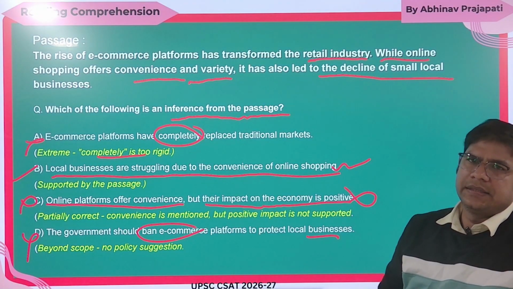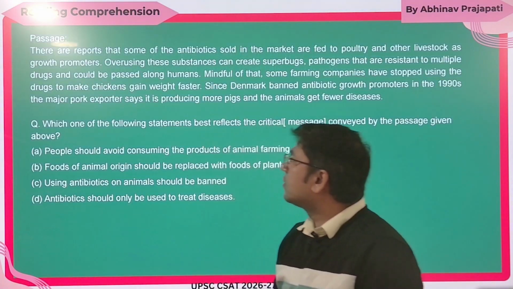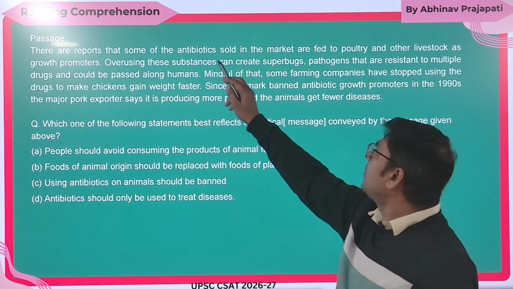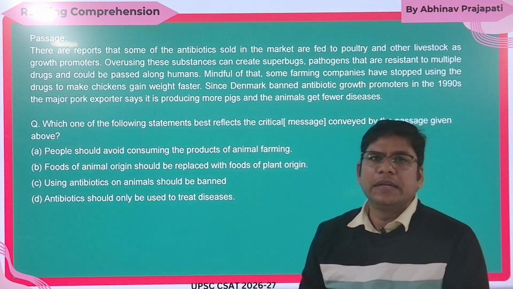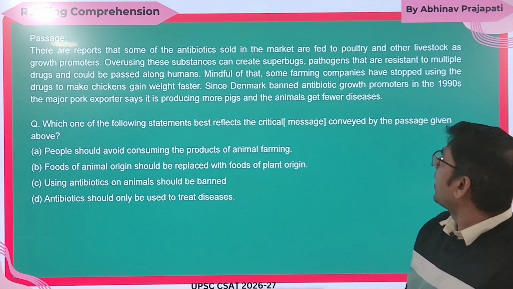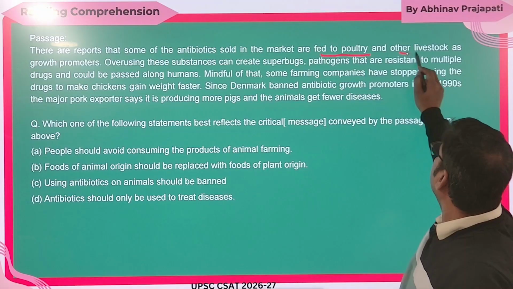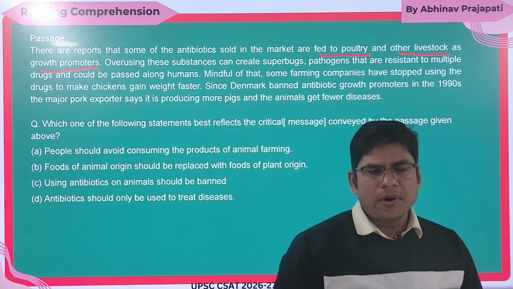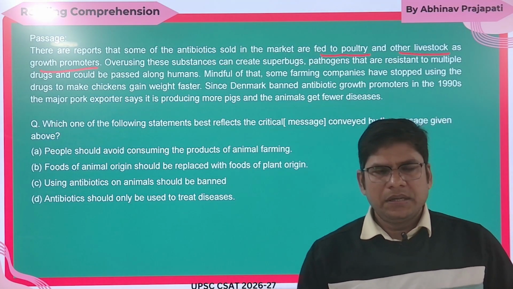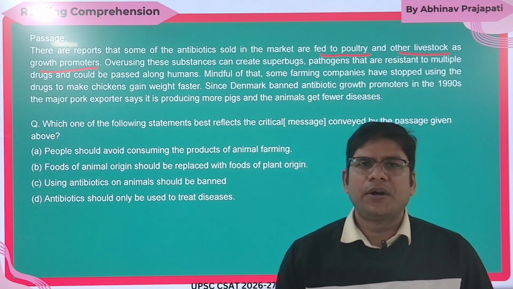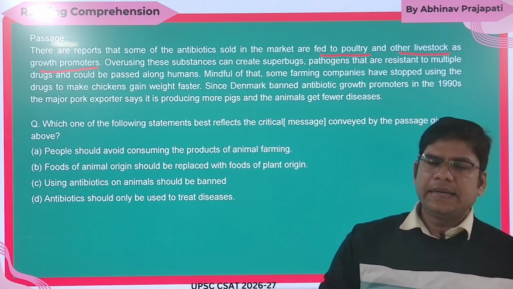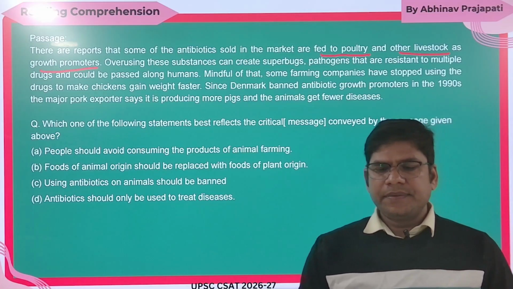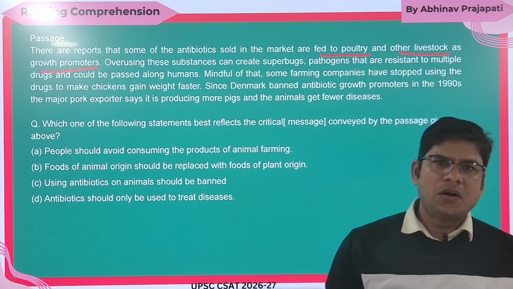Okay, so now the next question, this is the passage. There are reports that some of the antibiotics sold in the market are fed to poultry and other livestock as growth promoters. I know in poultry farms or in fisheries, people inject some kind of antibiotic to hasten the growth, to maximize their profit, and this is going to harm the person or animal who consumes it.